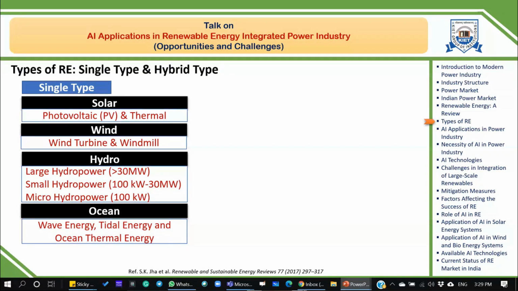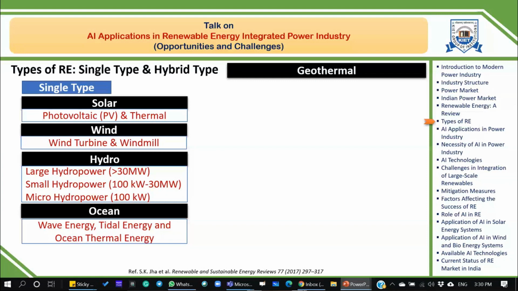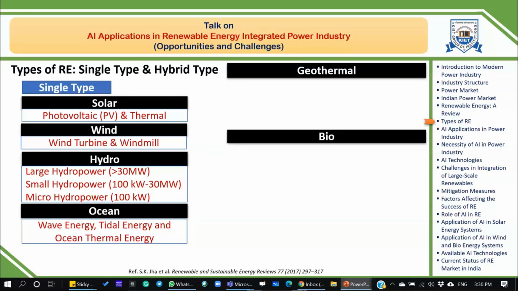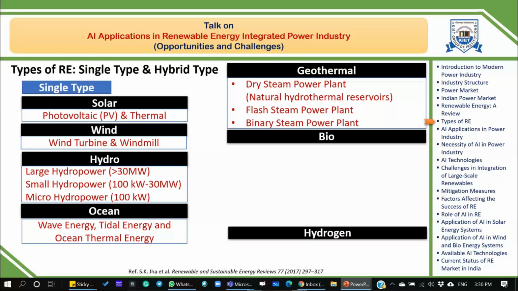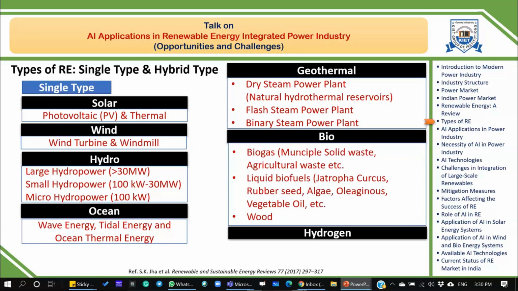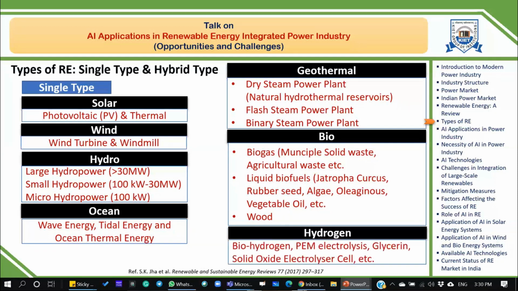Single type means you are not adding any other form of energy to your system. Similarly, in geothermal, there are dry steam, flash steam, and binary steam power plants. In bioenergy, there is biogas, like municipal solid waste and agricultural waste. Similarly, liquid biofuels, like jatropha curcas or rubber seed, algae, vegetable oil or wood. These are the things from where we can get the energy for generating electrical power.